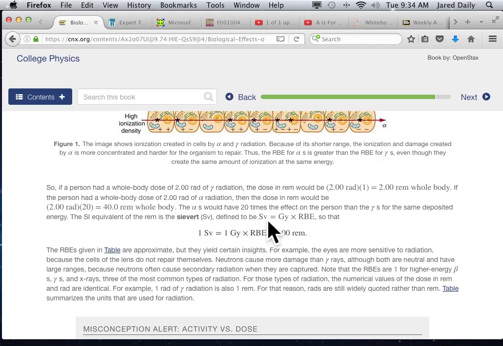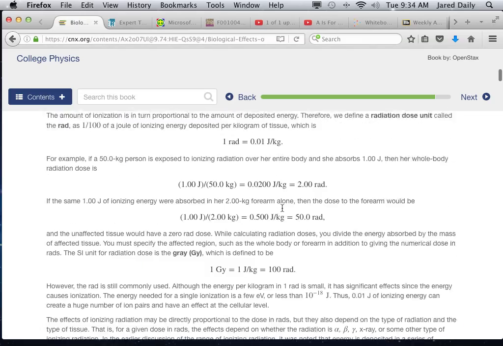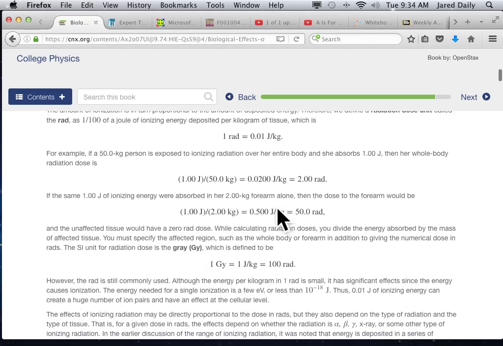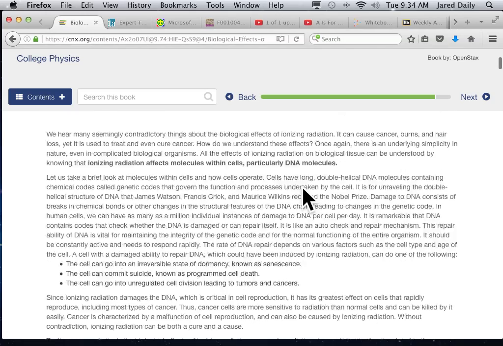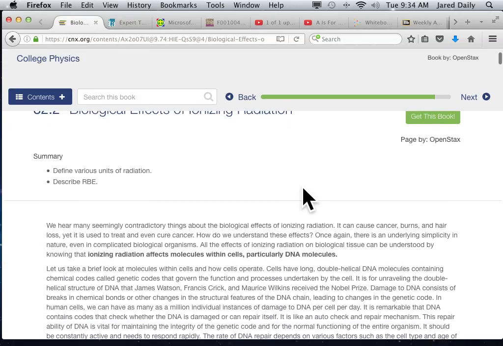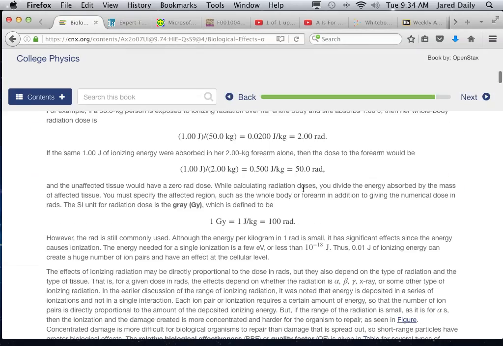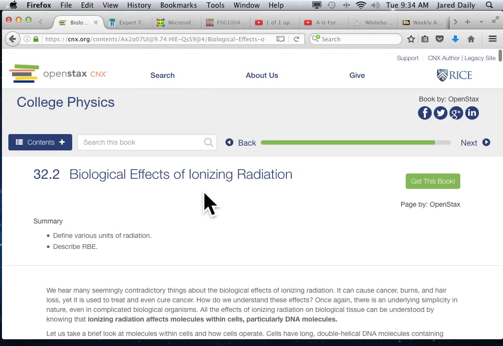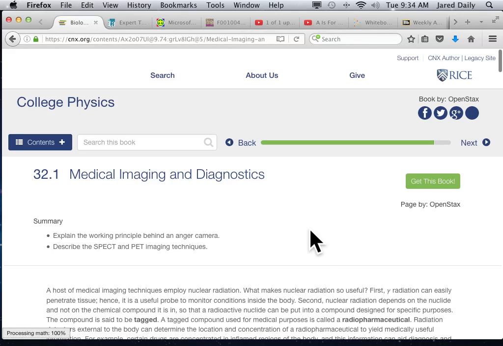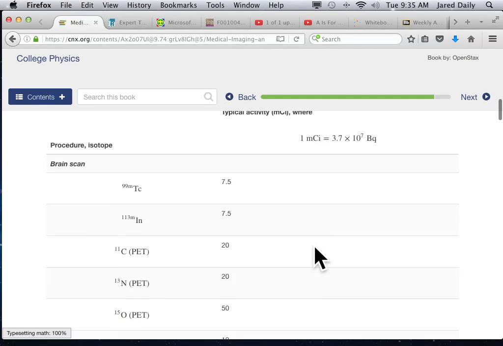So then we come down here to the sievert. Let's start from the beginning really quick again. We start from the rad, which is the radiation dose unit. That's how much dosage you get, and that's energy per kilogram. Let's actually go back one more page. I just want to do a step through of all these different units really quick.